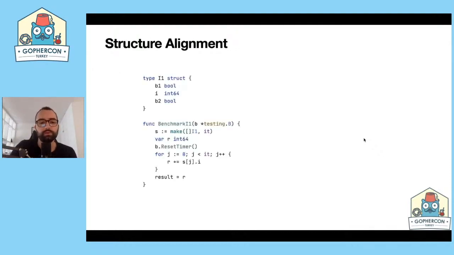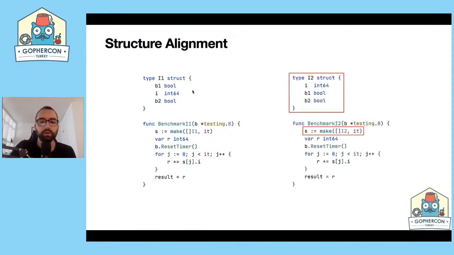So with structure alignment, we are going to run two benchmarks. On the left-hand side, we have a structure containing a Boolean, an int64, and another Boolean. We create a slice on top of it, we iterate over it, and every single time we increment a counter based on element I, which is the int64. And on the right-hand side, we have this structure, which is slightly different because the int64 is allocated first before the two Booleans, and the rest of the benchmark is exactly the same.